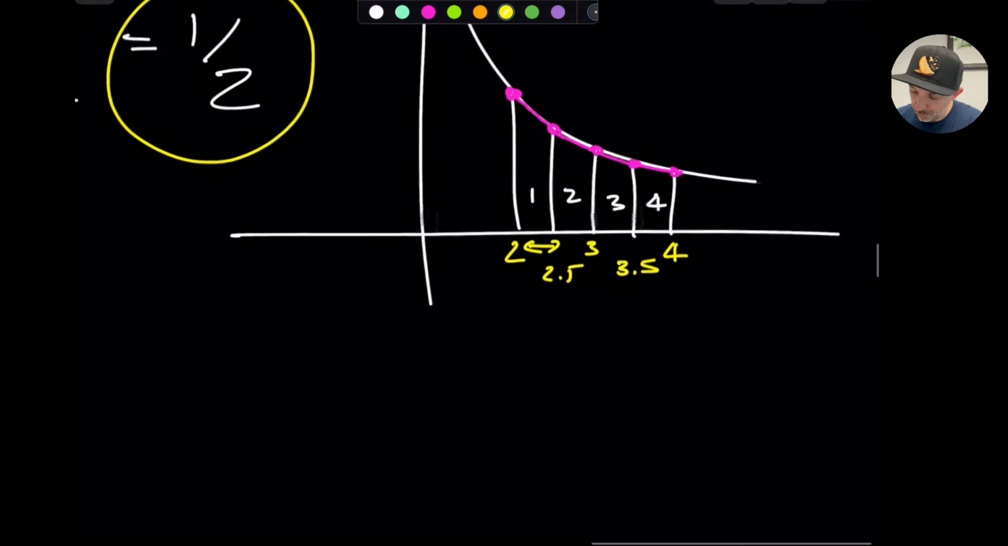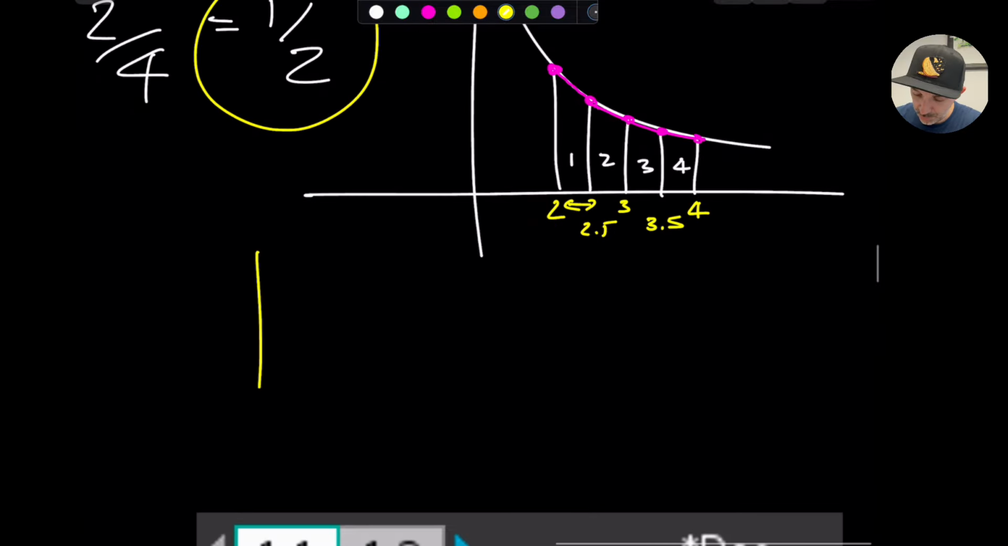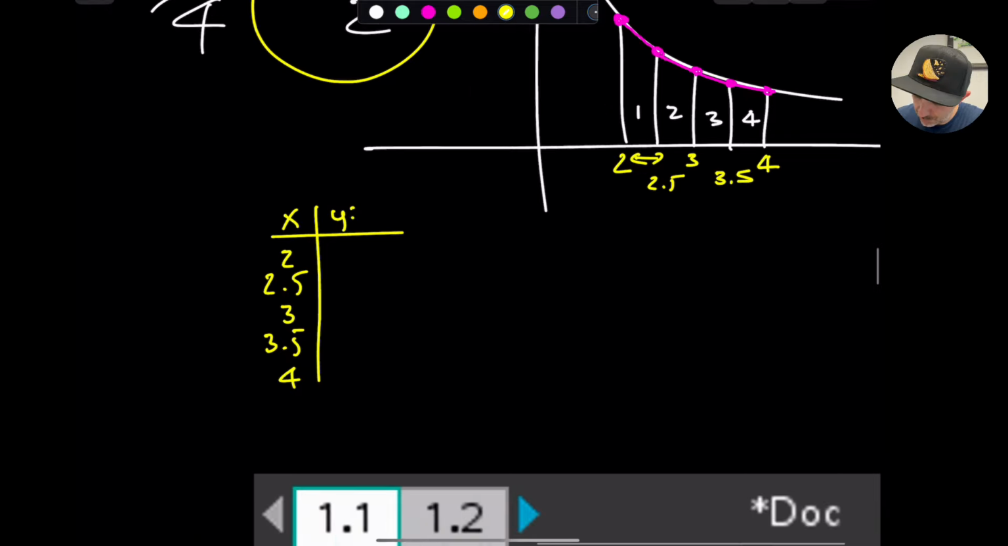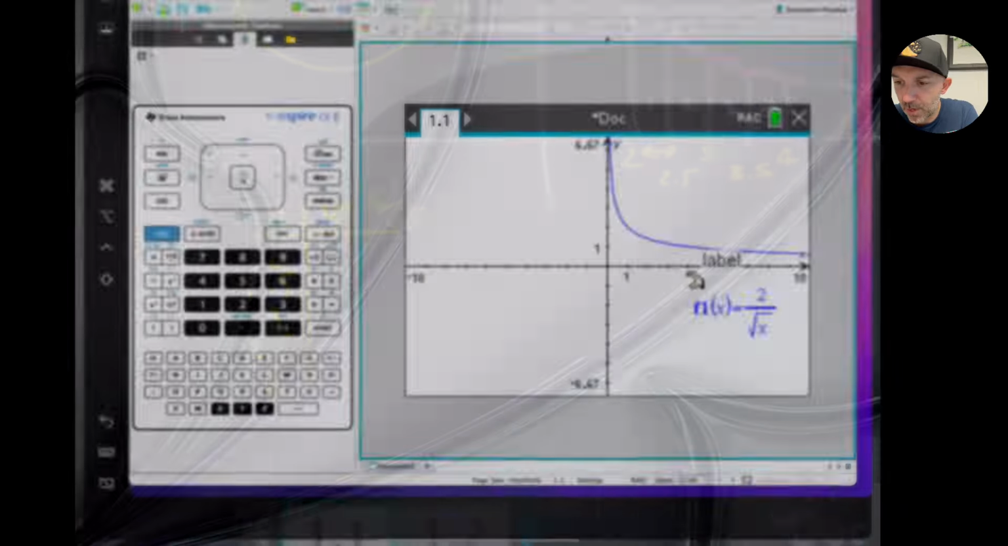So if we do a little table here now, we're going to enter these x values, which are 2, 2.5, 3, 3.5, and 4, into our calculator and find the corresponding y values. So y equals 2 over root x. I'm going to show you on your calculator how you can do that quickly. You might want to do each one individually, just on the calculator screen. That's possible, but there is a way you can do it on the lists and spreadsheets as well.